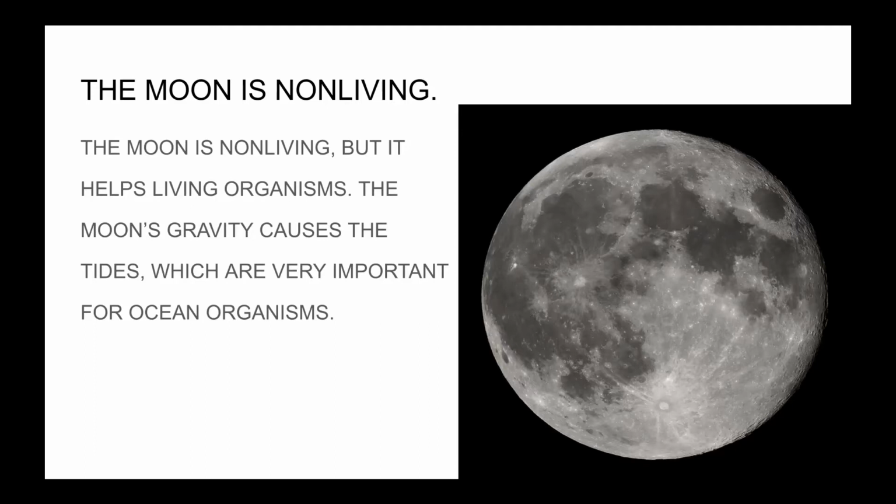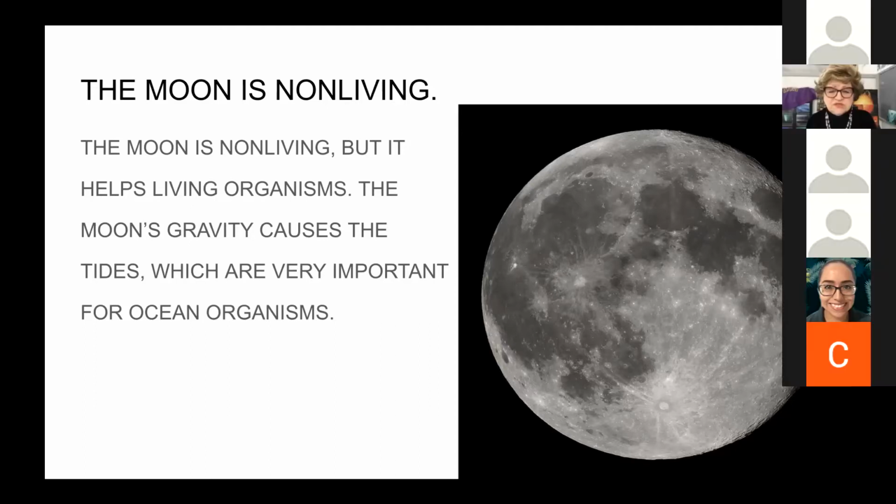The tides are very important for ocean organisms and other organisms that don't even live in the ocean. The moon cannot have babies, doesn't carry out respiration, doesn't eat food. It moves in that it's revolving and rotating around the earth. It does that at the same time, so we say it has a synchronous rotation, but that's not because it's alive, it's because of the motion of the solar system.